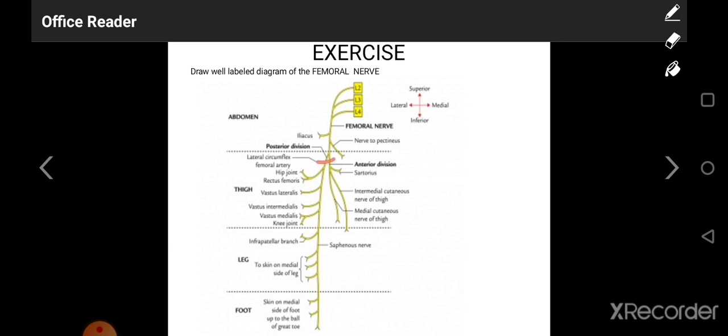Now this is the exercise which you have to do in your file: draw a well labeled diagram of the femoral nerve. You have to draw this diagram as it is in your files and use the same colors, that is yellow color, for depiction of the femoral nerve. So this completes the topic, the femoral nerve.